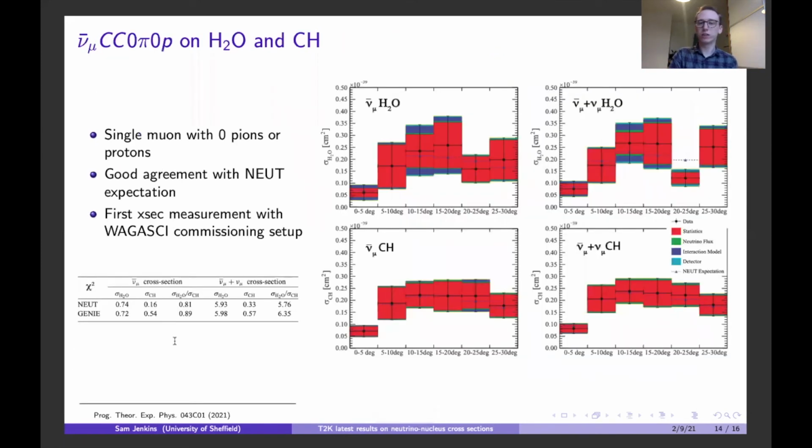So the first cross-section measurement that was made with the WAGASCI commissioning setup was that of muon antineutrino and the combination of muon antineutrino and muon neutrino CC0pi 0 proton cross-sections on both water and hydrocarbon. You can see from the results here that the data has quite good agreement with the NEUT expectation, which is shown in the purple dashed line, and the chi-squared values for the fits are shown in the table down here.